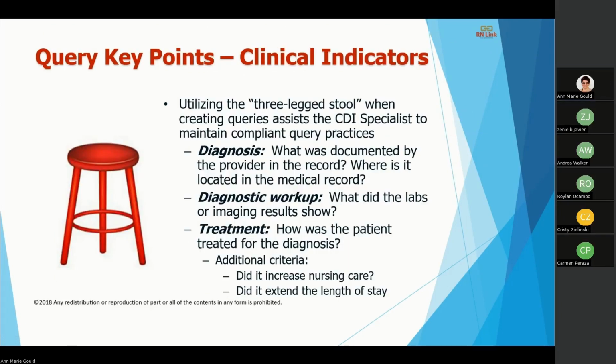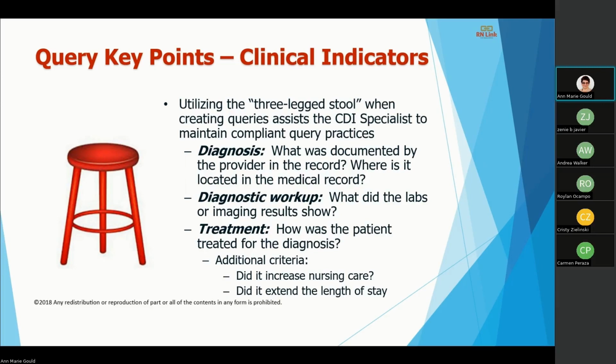So query key points, clinical indicators. Like I said, you can use the three-legged stool concept when creating queries that assist the CDI specialist to maintain compliant query practices. So what is it? Your diagnosis. What was documented by the provider in the record, and where was it located? The H&P stated this, okay? Your diagnostic workup. What labs or imaging results, what do they show? Is that pertinent to the question you're posing to the provider? And then the treatment. Was the patient treated for the diagnosis?